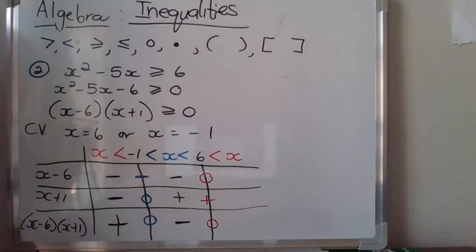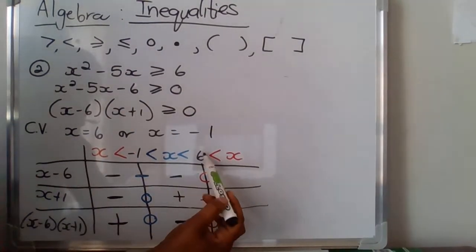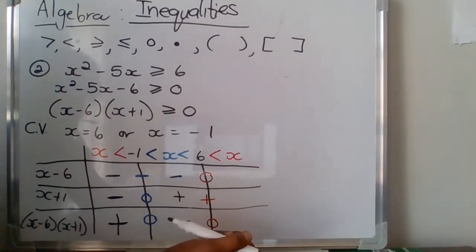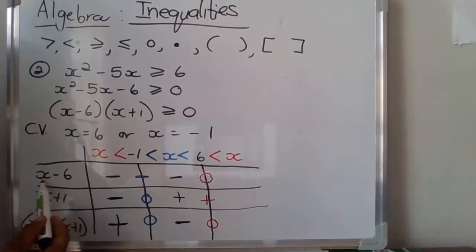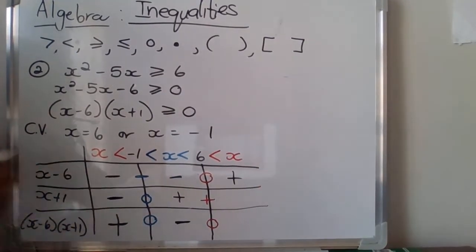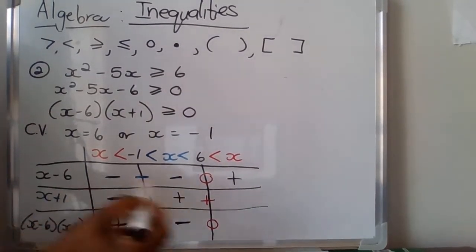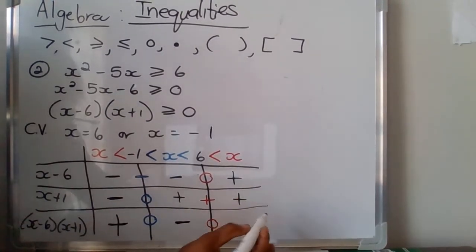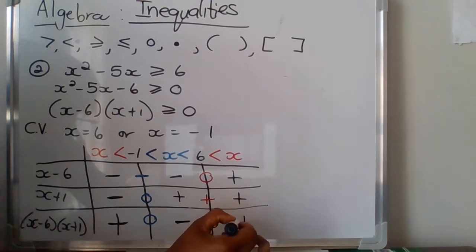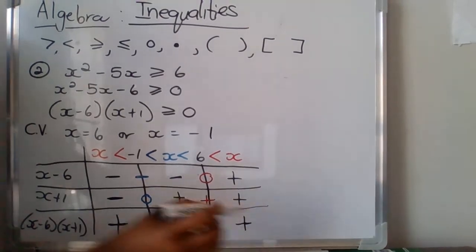Here as well, when x is greater than 6, let's choose 7. So 7 minus 6 is 1, which is a positive number. 7 plus 1 is 8, which is also a positive number. A positive number multiplied by a positive number gives me a positive number.